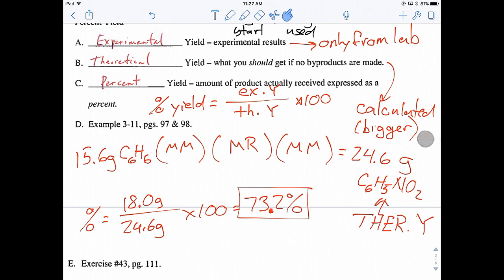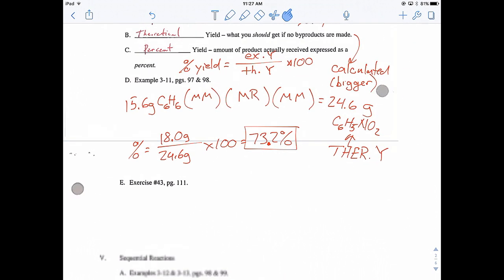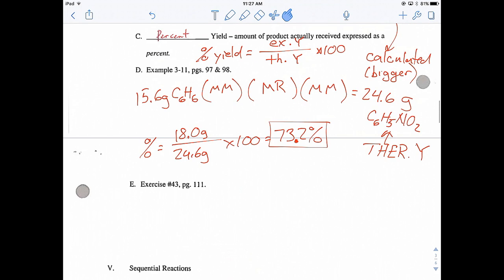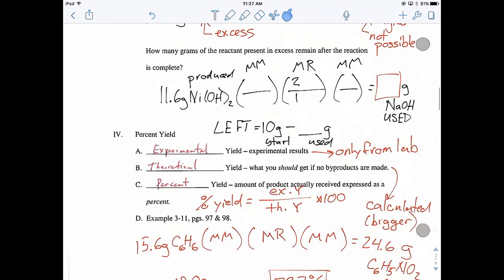So that should be everything you need for the homework for tonight. You can see there are some other exercises. We'll get to the sequential reactions later. Hopefully you find this helpful. Let me know what you think.